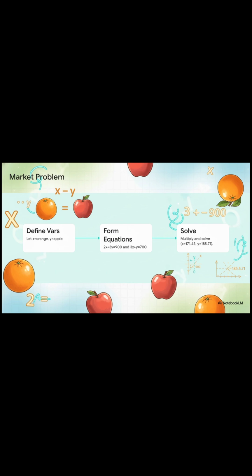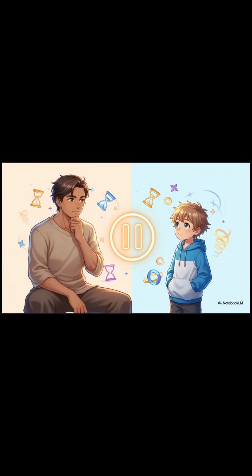In step 3, we multiply the second equation by 3 to set up an elimination, and we solve. The math tells us an orange is roughly 171 naira and 43 kobo, and an apple is about 185 naira and 71 kobo. We just turned a real-life mystery into exact numbers. How cool is that? Time for another interactive challenge.